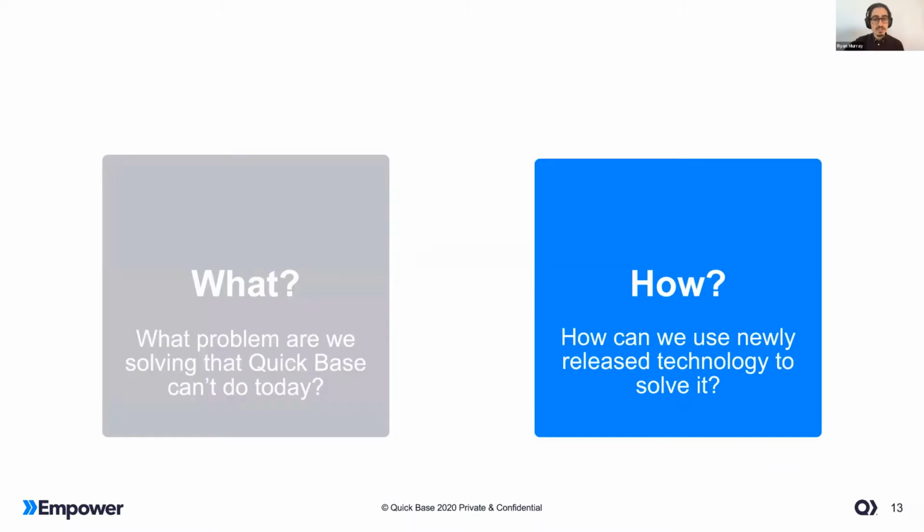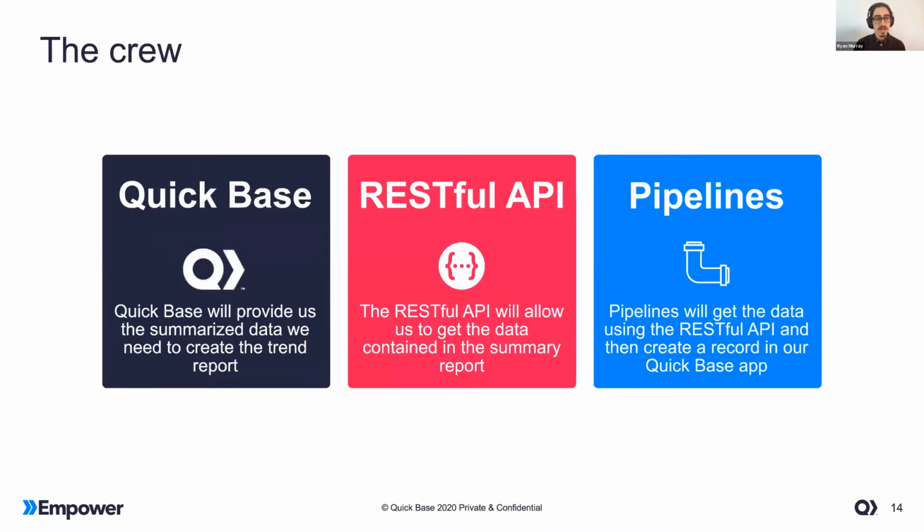Now let's get into how we're actually going to solve it. We have three players in our crew here today. We have QuickBase, which is really the brains of the operation. We're going to build a summary report in QuickBase and a brand new table to help us trend this data.